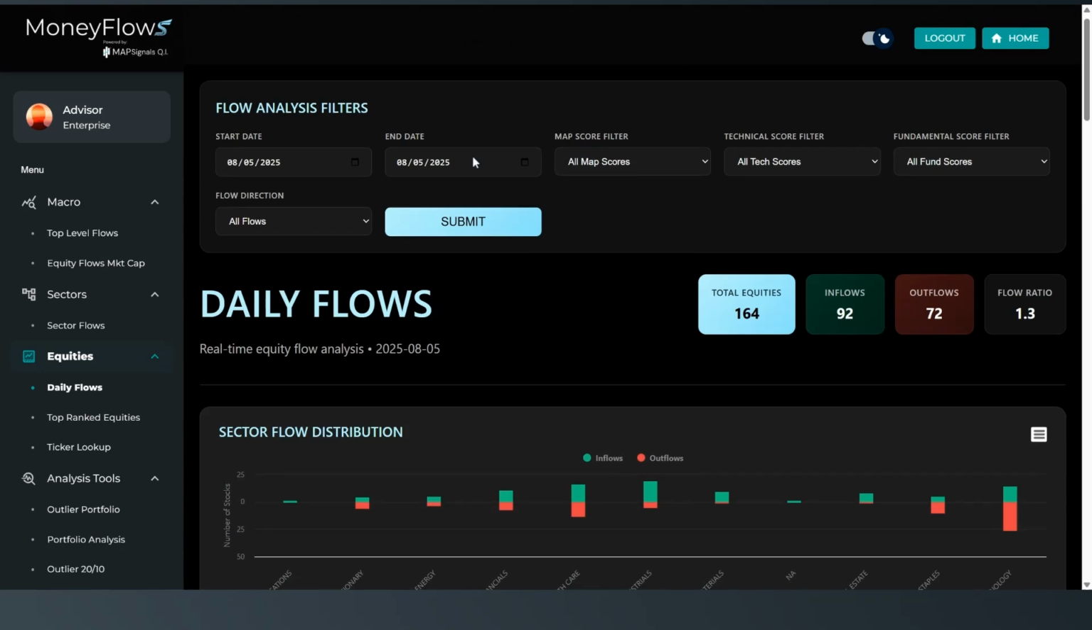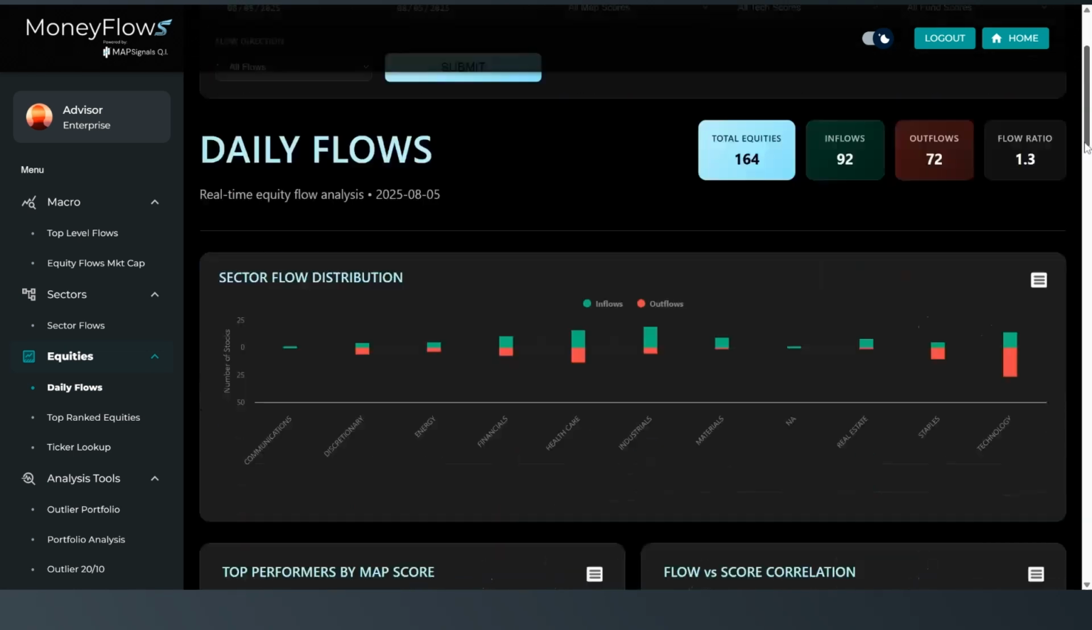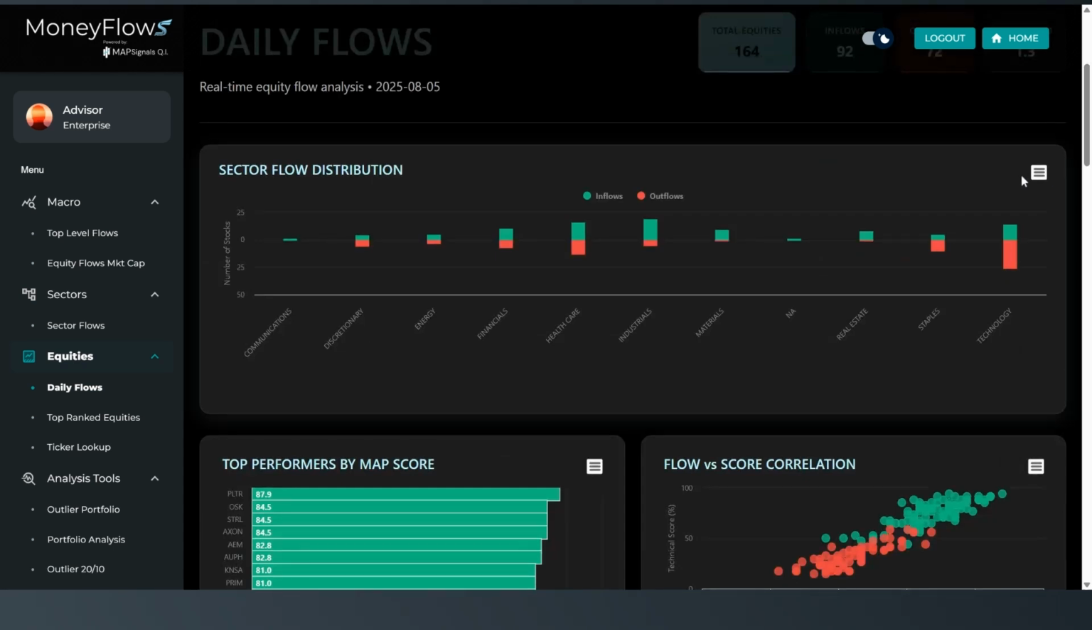Now you can go in here and you can select inflows only, outflows only, but I just want to look at all flows for this. You can also do your tech scores and your fundamental scores. I like to look at high scores, but you can really mess around and isolate the areas that you care about. Here's the sector flow distribution. This is really very important. You can hover over and see what the inflows and outflows are by sector.